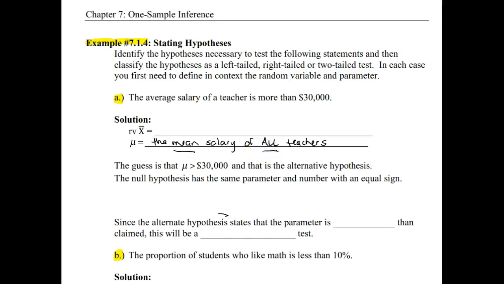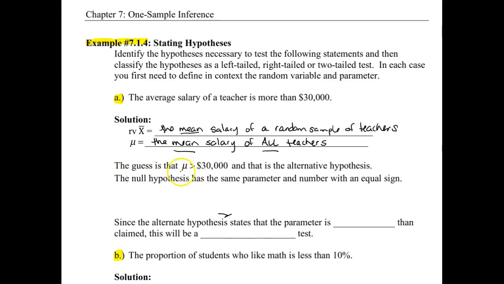And so the random variable x bar stands for sample mean, so we need mean in there and the sample size, so the mean salary, and they didn't tell us how many, so we'll just say of a random sample of teachers.